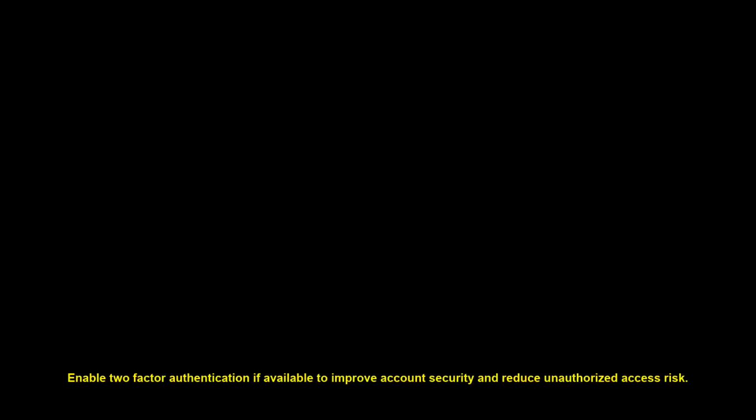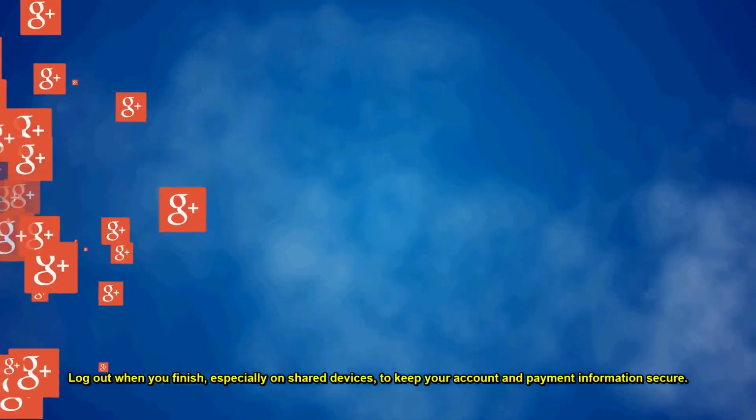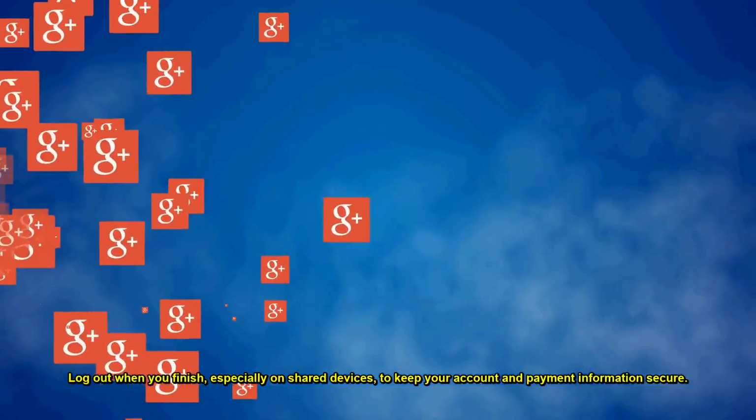Enable two-factor authentication if available to improve account security and reduce unauthorized access risk. After signing in, review your profile details so your contact information and settings are accurate and current. If you see an error message, note it down and try again after restarting your device and internet connection. Log out when you finish, especially on shared devices, to keep your account and payment information secure.